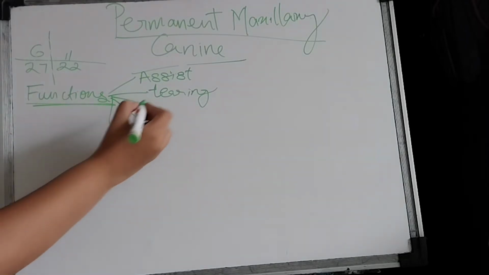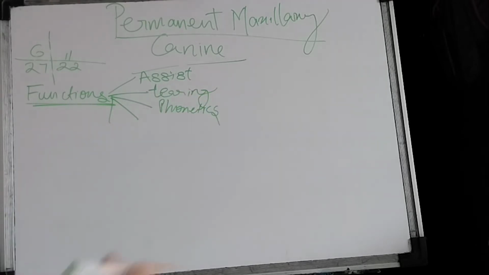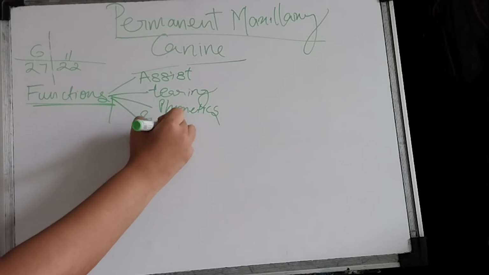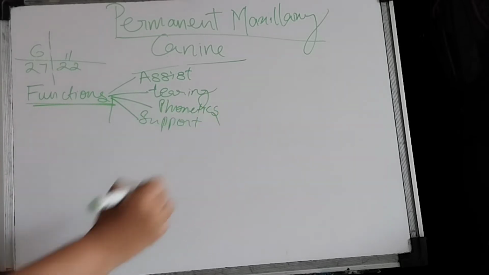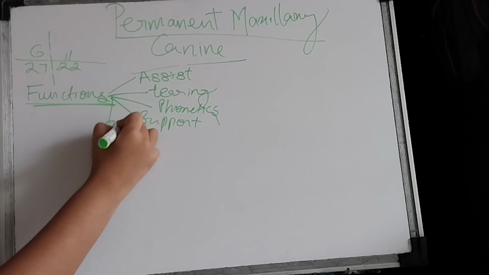Then another function is in phonetics, the pronunciation. Okay, they help in the phonetics. Now also one major role of these teeth is support. What can they support? They support the lips and the facial muscles. And one last function is they anchor.